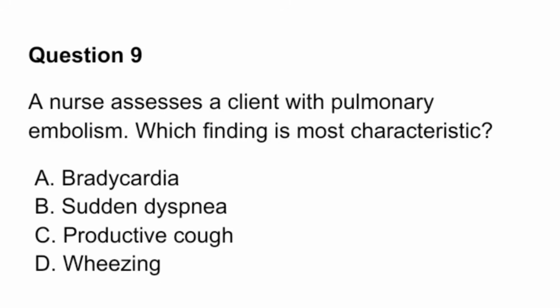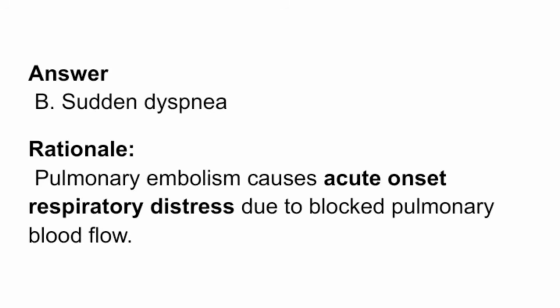Question 9. A nurse assesses a client with pulmonary embolism. Which finding is most characteristic? A. Bradycardia. B. Sudden dyspnea. C. Productive cough. D. Wheezing. Answer. B. Sudden dyspnea. Rationale: pulmonary embolism causes acute onset respiratory distress due to blocked pulmonary blood flow.